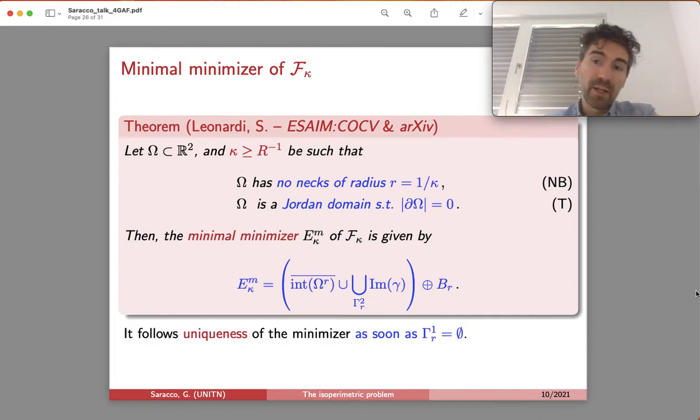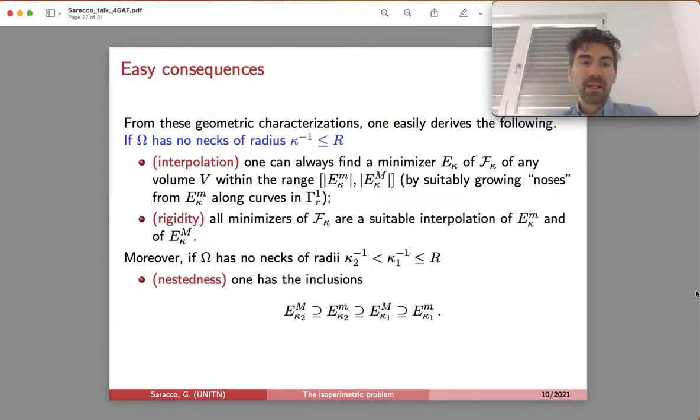And so we have a geometric characterization of maximal minimizers, and one for minimal minimizers. And when the two things do not coincide, we do know why they don't. They don't because you have some curves of type 1, say, okay? And this actually allows us to interpolate. You can interpolate from a minimal minimizer up to a maximal one in a continuous way in the volume.